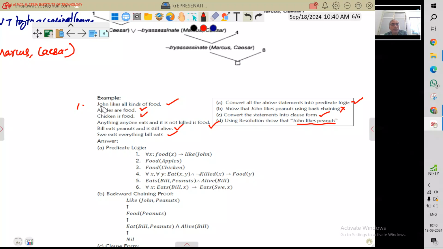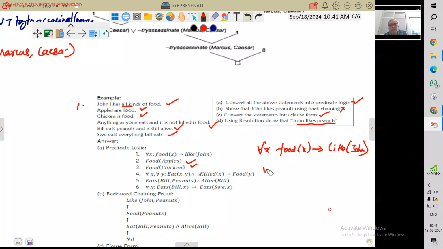If we take the first statement, John likes all kinds of food. We have got all kinds, so we say for all x, where x is food implies John likes x. Likes is the predicate. This is the first one, converted into predicate logic. Second one, apples are food. It is very simple: we take food as a predicate and in brackets apple. Similarly, chicken is a food. The third one, anything anyone eats. Now you can see here anything, anyone, there are two universal quantifiers.